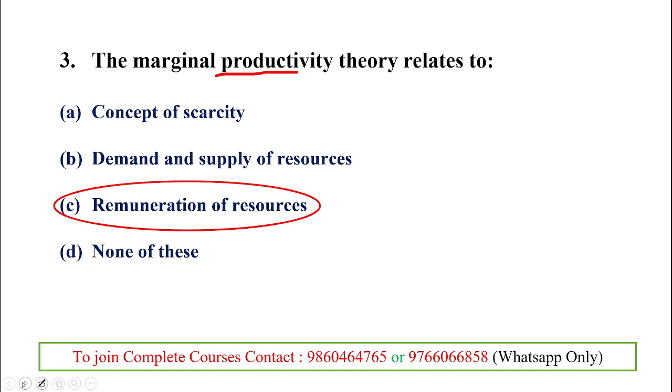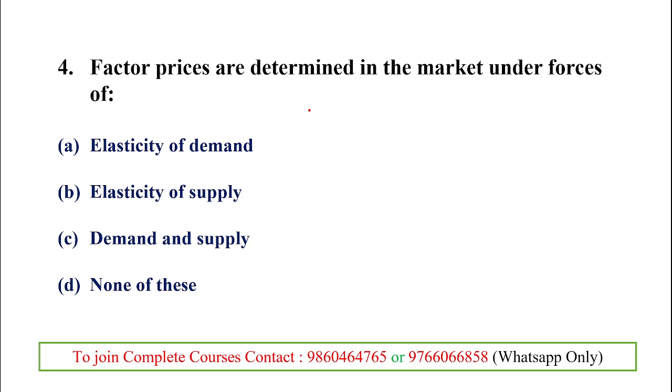Clear? And the next question is related to factor prices, and here they are determined in the market under the forces of what? Factor prices are determined by which forces in the market, whether it is elasticity of demand or elasticity of supply, or demand and supply both, or none of these. And we know that factor prices mean the prices or the remuneration that is paid for the factor, and elasticity of demand and elasticity of supply are both different concepts.